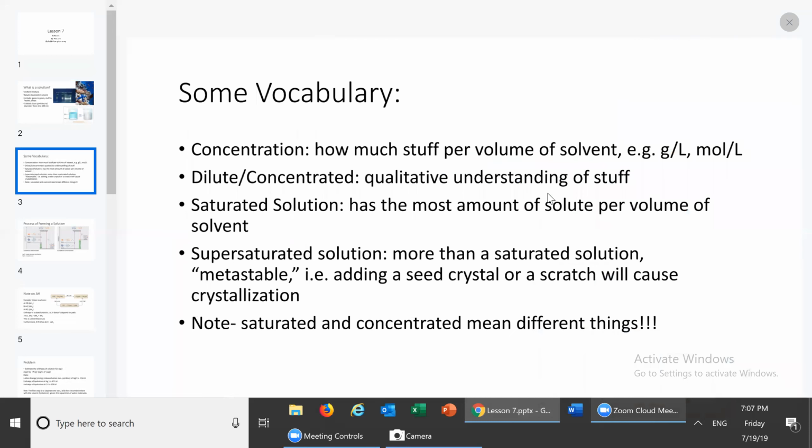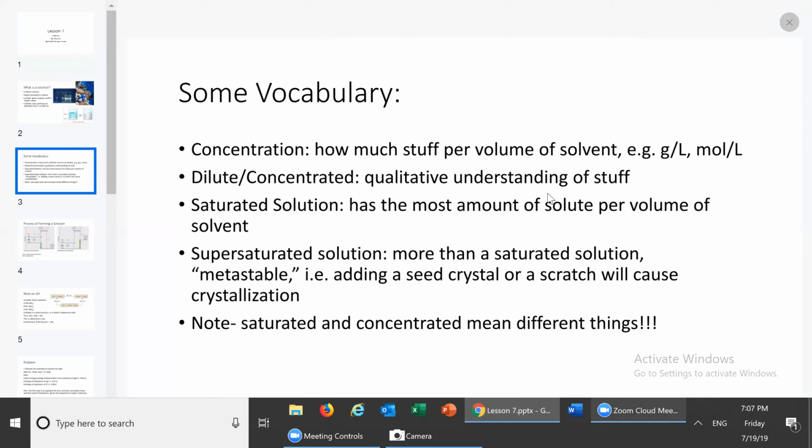Okay, so let's go over some basic vocabulary. We want to talk about the concentration of a solution. Concentration is basically how much stuff per volume of solvent you have. This can be in grams per liter, moles per milliliter, etc. You just need some unit of stuff per some unit of volume, okay?